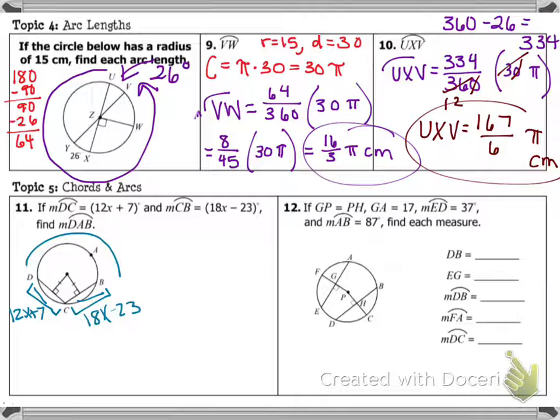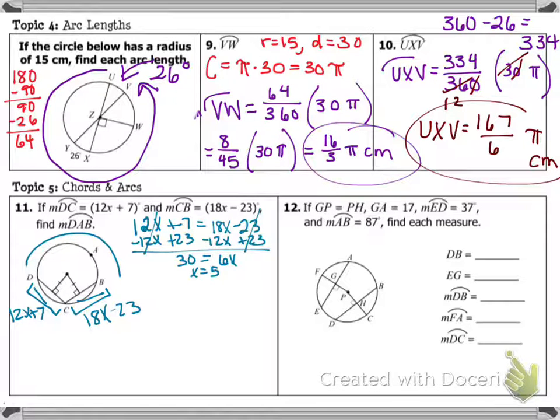We know they're equal. If we know they're equal, we can make an equation. So 12x plus 7 equals 18x minus 23. Let's solve for x. I'm going to subtract 12x from both sides and add 23. So I'm getting 30 equals 6x. So my x is 5.